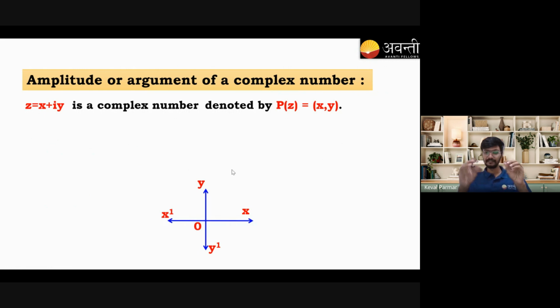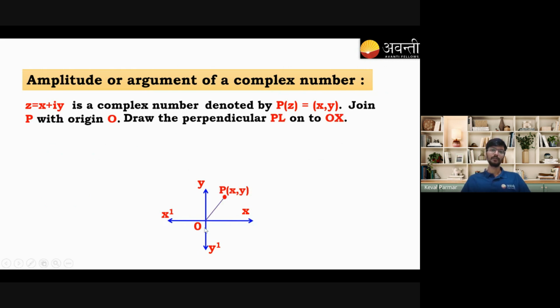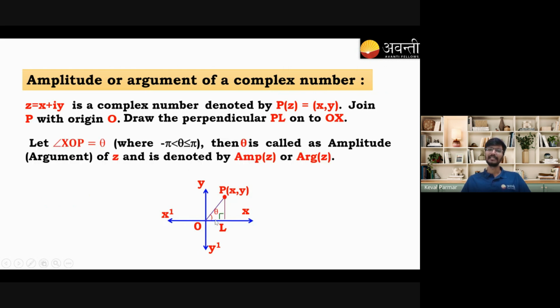So let's say this is our Argand's plane and we have a point P. You can see the notation: a point is denoted with a bracket containing its complex number. So P(z). Let's say we have a point P. If we join it with the origin and drop the perpendicular, we'll get this angle theta, which is called amplitude.